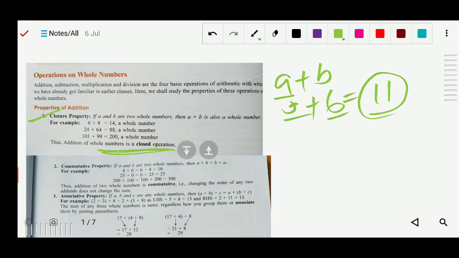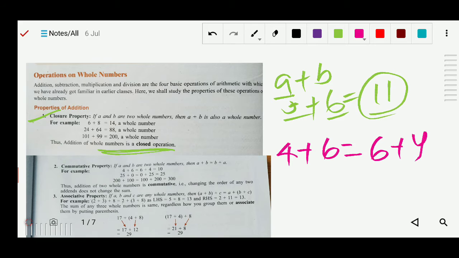So what does it mean? It means, suppose I write 4 plus 6 and I can write 6 plus 4. In both cases you can see its answer will be 10. In both cases you can see the result is the same. So what is the difference in both cases? The only difference is that we only change the order. We only change the order of the addends.